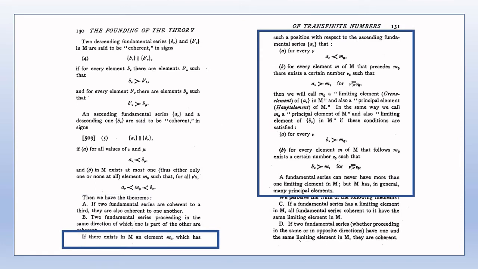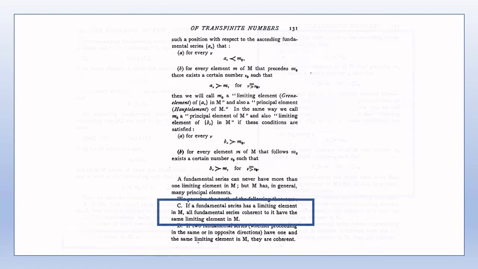An aggregate may have several principal elements since the aggregate may contain several non-coherent fundamental series, each of which have their respective limiting elements in M. Theorem C clarifies that on the assumption that a fundamental series has its limiting element in M, then any second coherent fundamental series must also have the same limiting element.